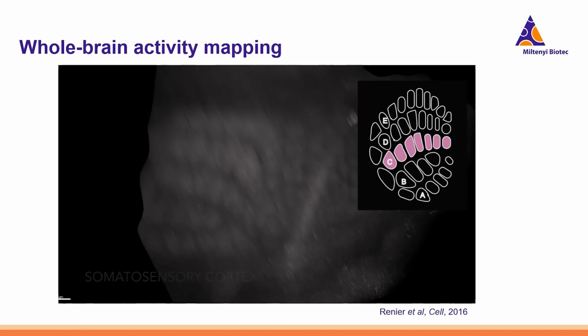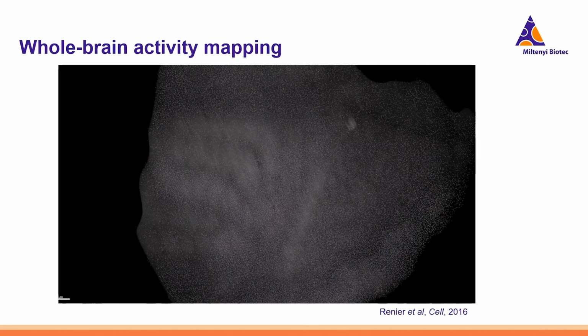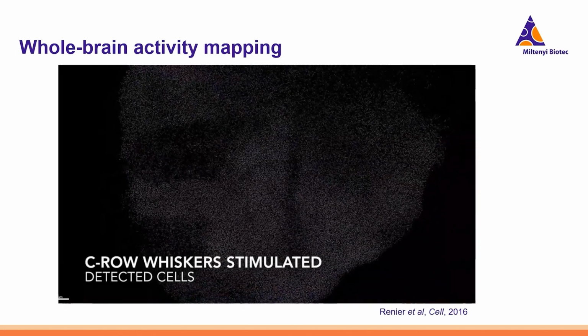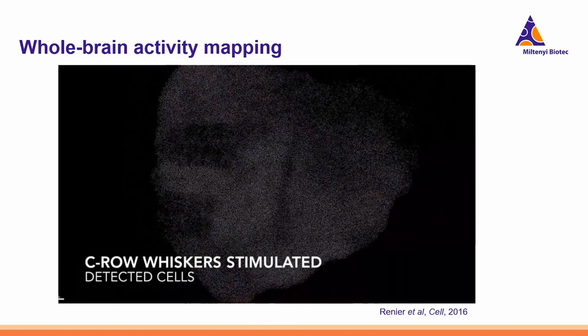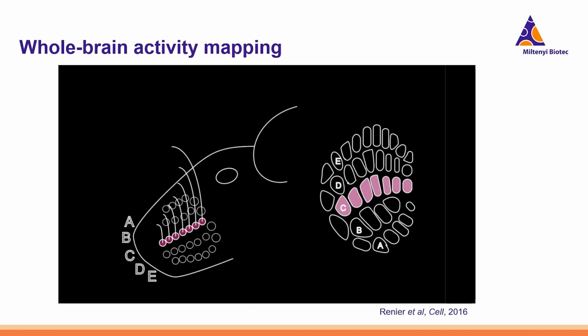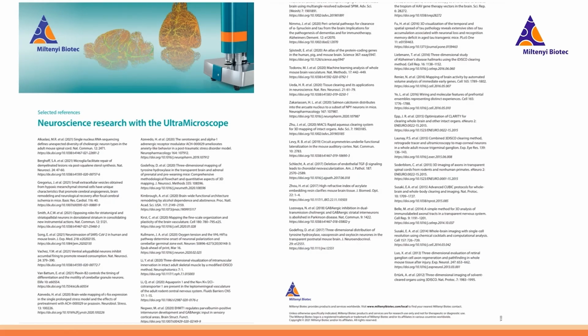But in general, this pipeline for whole brain activity mapping has countless possibilities in many different research areas such as addiction, stress, trauma, obesity. The list can go on and on. And as you can imagine, our neuroscience-based reference list is ever growing. If you are interested in reviewing some of these publications utilizing the ultramicroscope, you can find this document on our webpage.